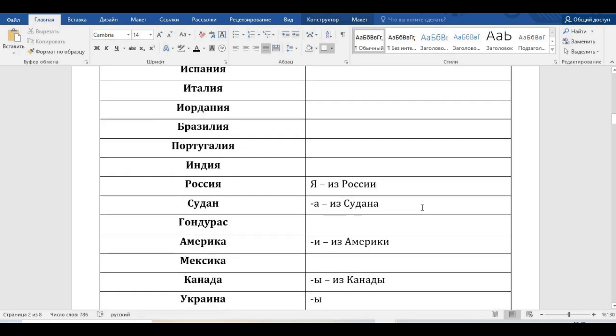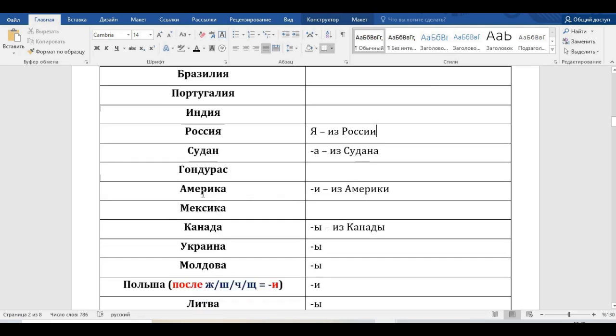The countries that belong to masculine words like Sudan, Honduras, usually get the ending а. Ты откуда? Я из Судана, из Гондураса. The countries like America, Mexico get the ending и, because you remember that after the letters г, к, х, а becomes и. Ты откуда? Из Америки, из Мексики. But the other words that end with я get the ending и. Ты откуда? Из Канады, из Украины, из Молдовы.